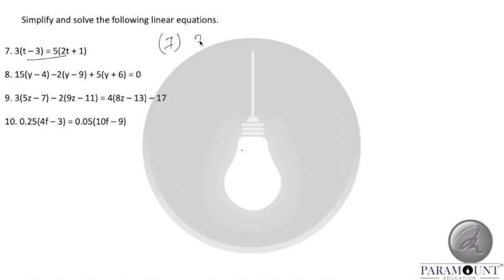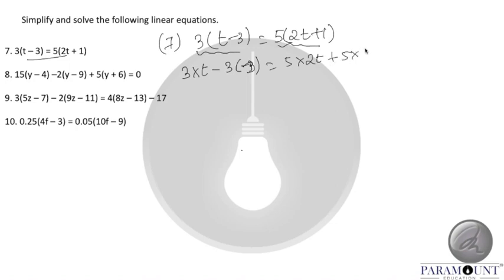So 3 into t minus 3 is equal to 5 into 2t plus 1. So here we can see that we can apply the distributive property. That is 3 into t minus 3 into 3 is equal to 5 into 2t plus 5 into 1. So this becomes 3t minus 9 is equal to 10t plus 5.